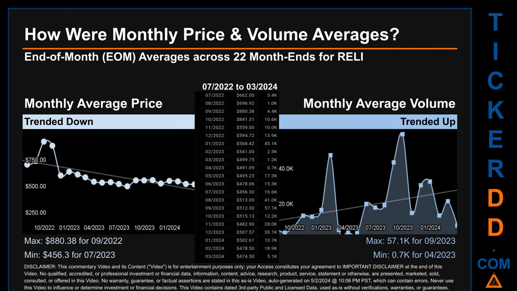The maximum end-of-month average price was $880.38 for 09-2022 while the minimum was $456.30 for 07-2023. Looking at volume, 09-2023 and 04-2023 respectively saw the highest and lowest monthly average volume at 57.1 thousand and 0.7 thousand.